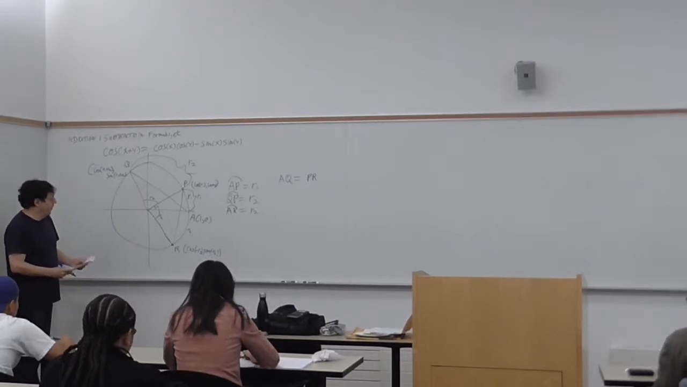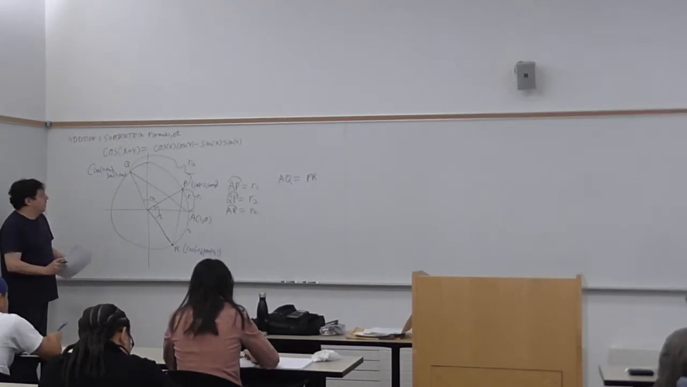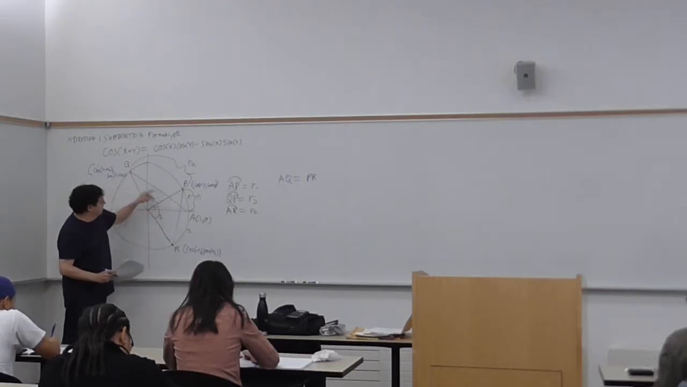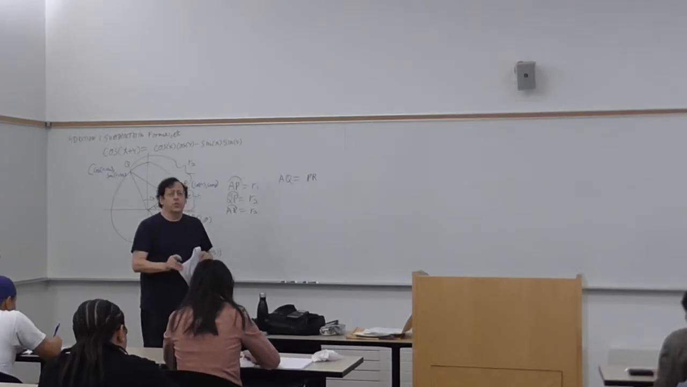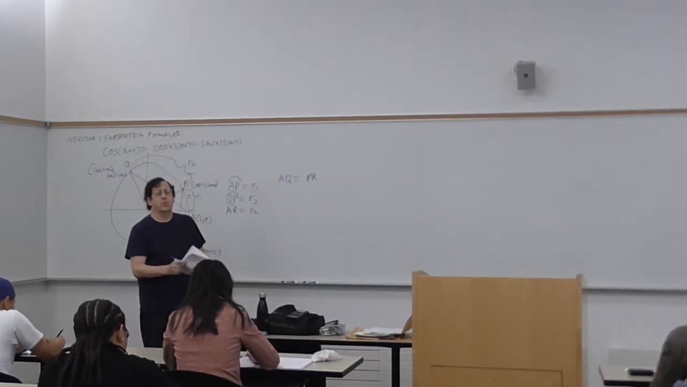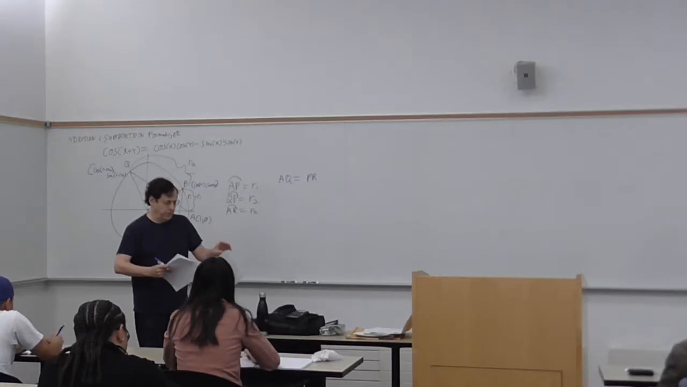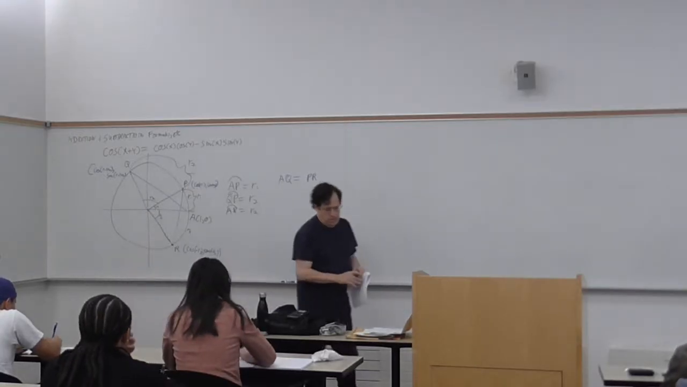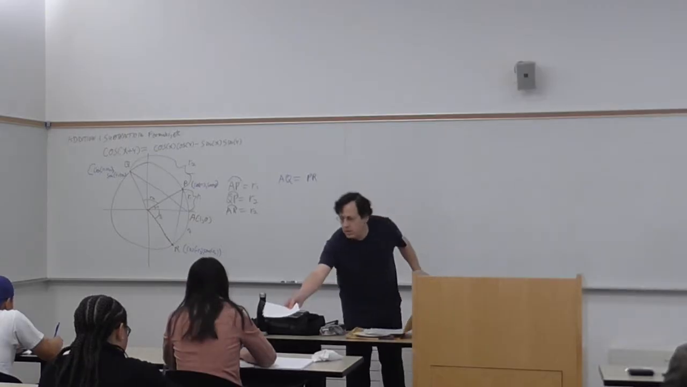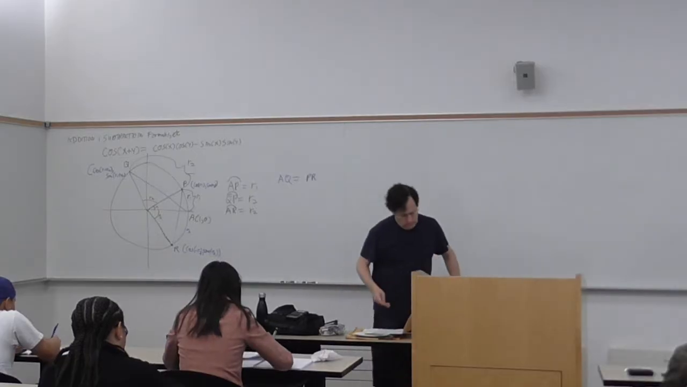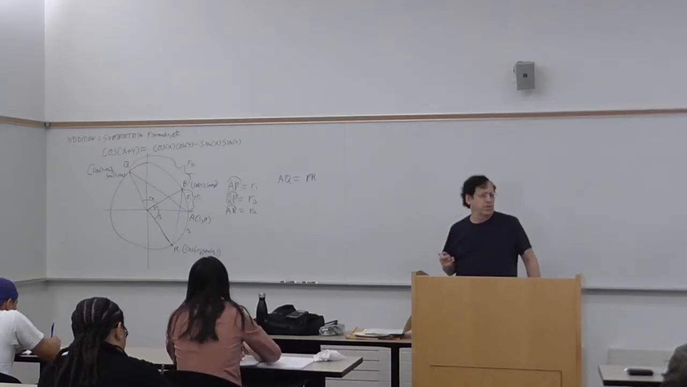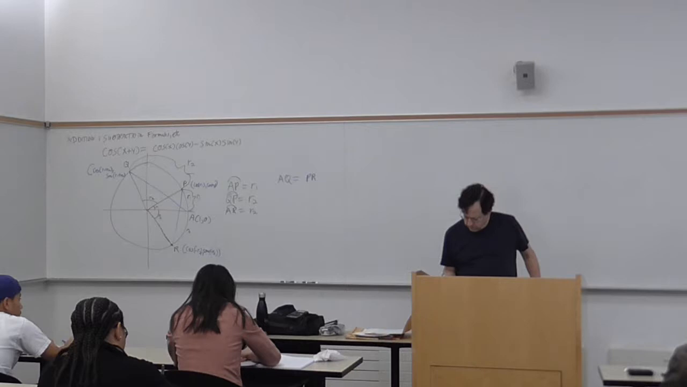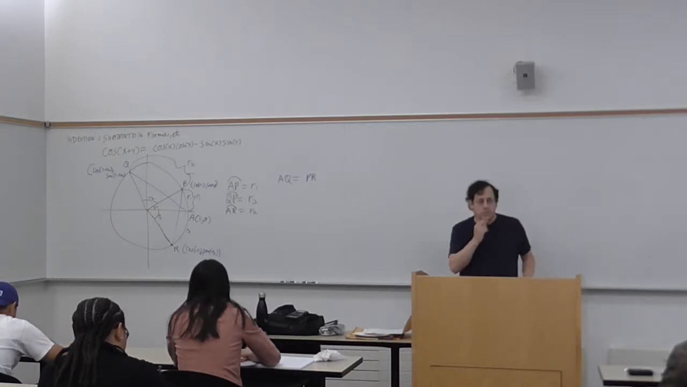Okay, we have our three coordinates. We know that these lengths are equal. And now what we're going to do is we're going to use what? What tells us the distance between 2 points? Distance formula? Distance formula. Thank you.